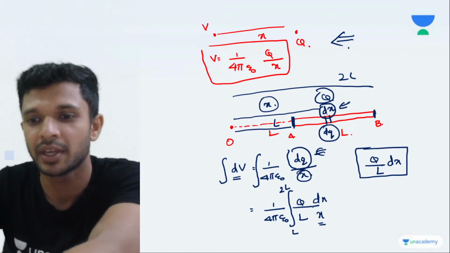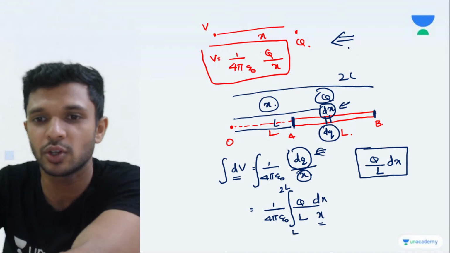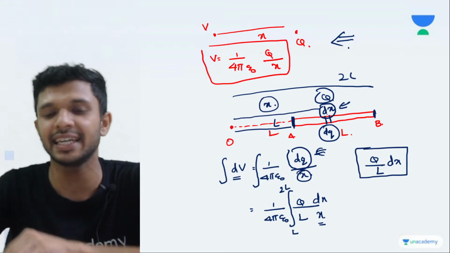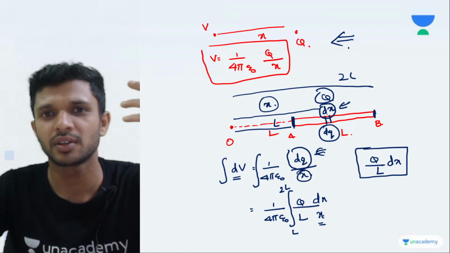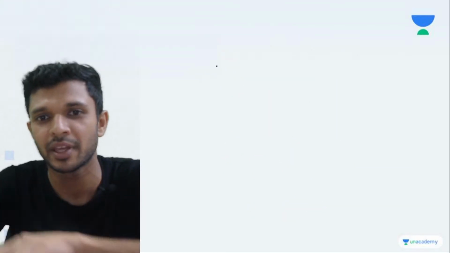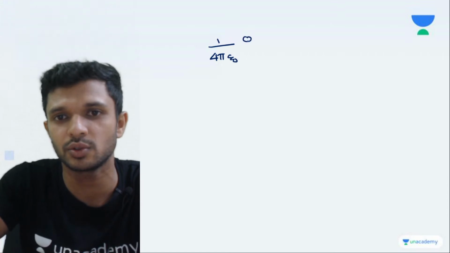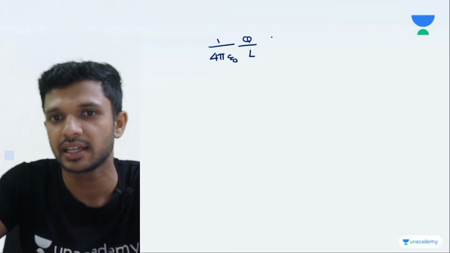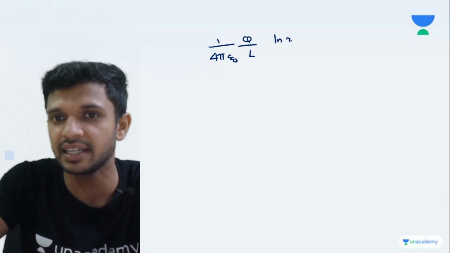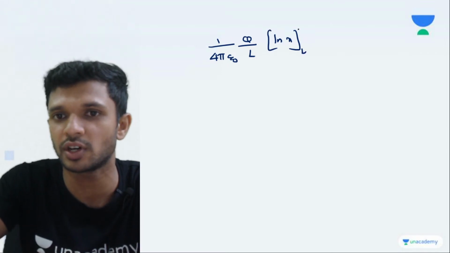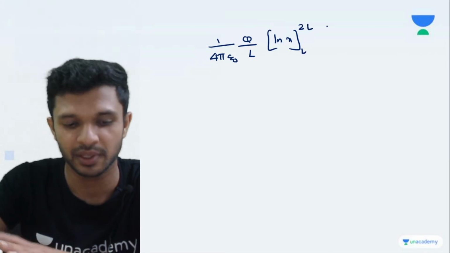It's very simple. Now 1 by 4 pi epsilon 0 q by L. What is the integral of dx by x? How many of you know? It is ln x, right? So continuing, 1 by 4 pi epsilon 0 q by L integral dx by x. I am writing ln x with the lower limit of L and upper limit of 2L, right?